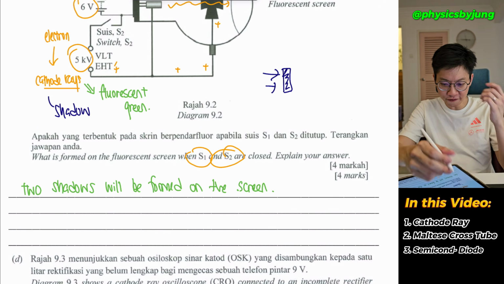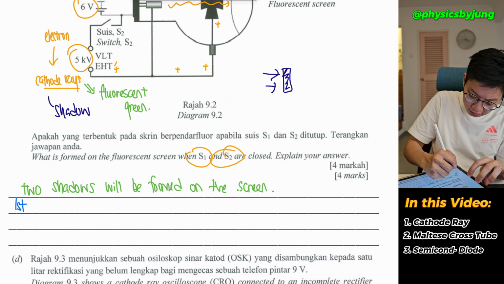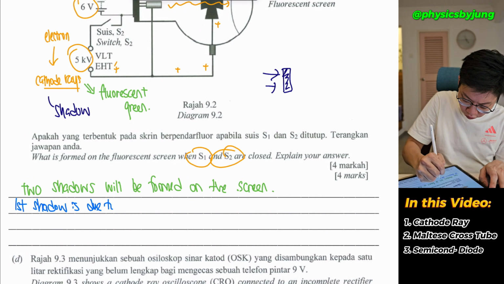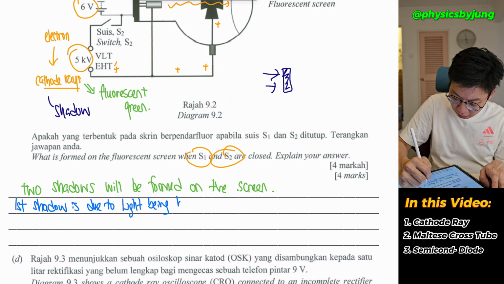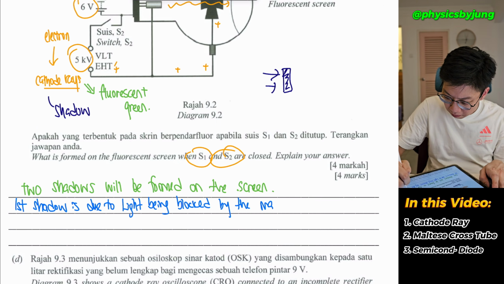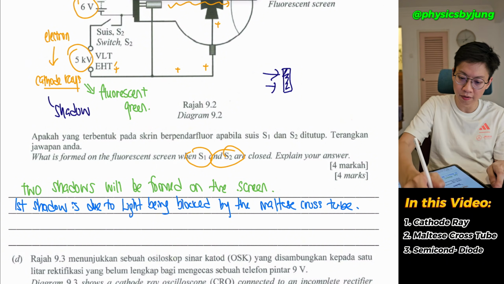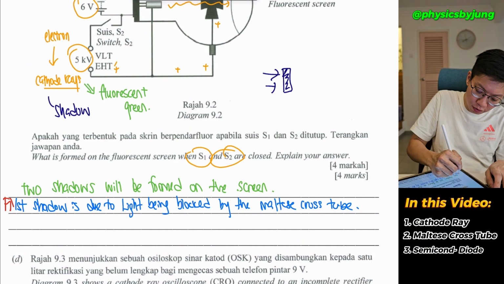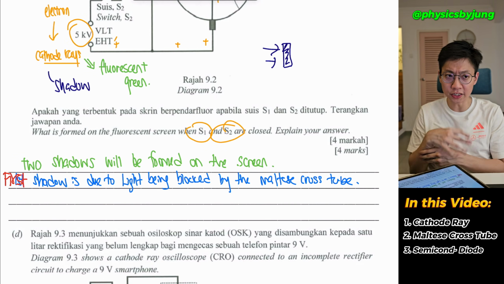Okay, so the first one, we will say the first shadow is due to light being blocked by the Maltese cross tube. Okay, so the first shadow. In the exam, you probably want to write "first". Okay, then next, what about the second shadow?